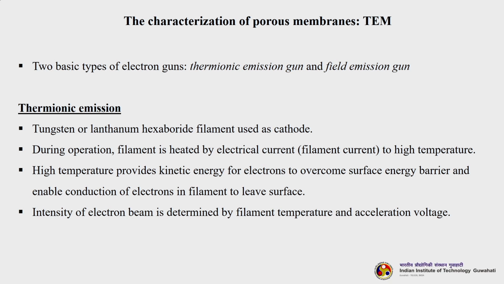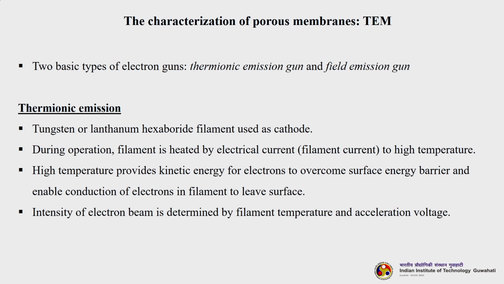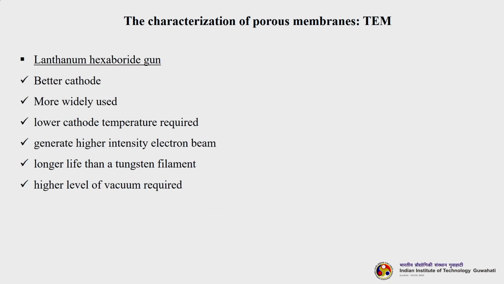For thermionic emission we can use either a tungsten or lanthanum hexaboride filament, and that is the cathode. The cathode is the source of generation of the electrons. During operation the filament is heated by electric current to a very high temperature. High temperature provides the kinetic energy for conduction electrons in the filament to overcome the surface energy barrier and leave the surface, and then they will move ahead. The intensity of the electron beam is determined by filament temperature and acceleration voltage.